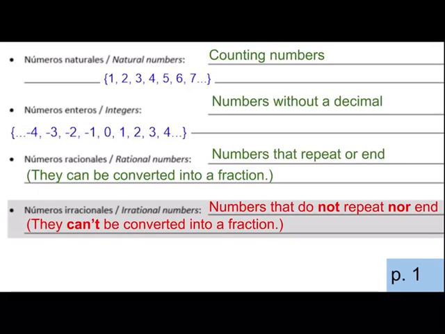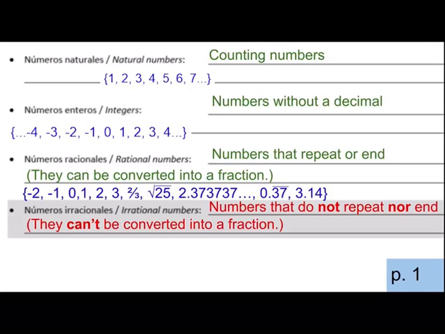Rational numbers could be almost anything, but it's got to repeat or end. So we have -2, -1, 0, 1, 2, 3. Those are all rational numbers. But we also have a fraction. It could be converted into a fraction of 2/3. That's our ratio, 2 to 3. 2 boys to every 3 girls in the classroom. That's a lot more girls in the classroom than there are boys. That's a ratio.